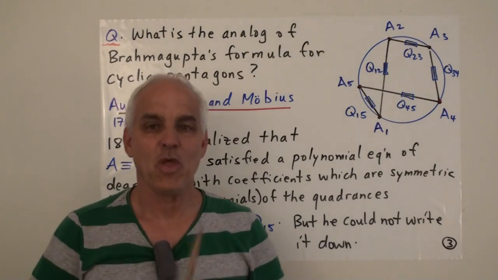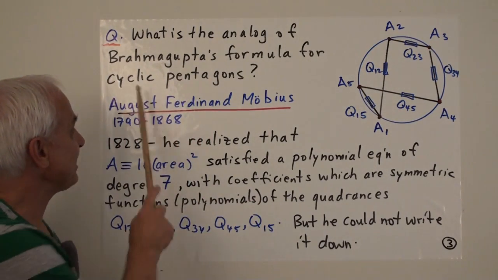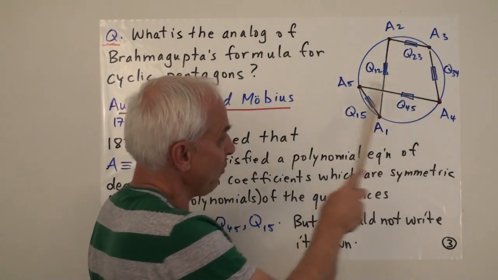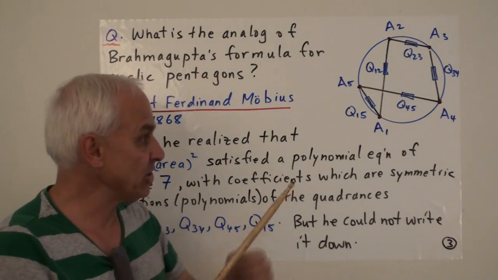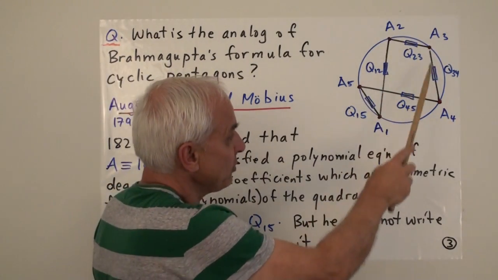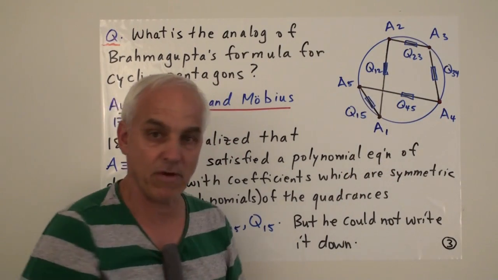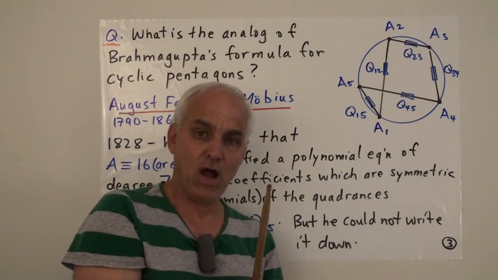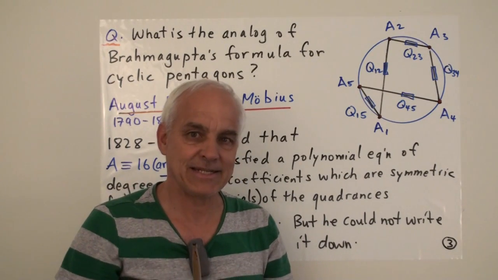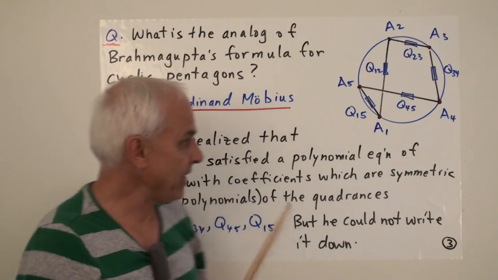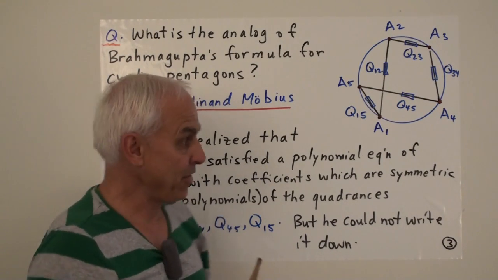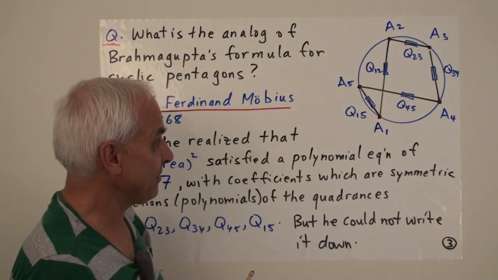So a very natural question is, what is the analog of Brahmagupta's formula for cyclic pentagons? So if we imagine having 5 points, A1, A2, A3, A4, A5, and the 5 bars or linkages that connect them, so imagine a rod of a certain length or a certain quadrance, Q12, and then another one Q23, Q34, Q45, and then back to Q15. Then that configuration of rods, of course, is very flexible, forms all kinds of pentagons in the plane. But if we insist that it sits inside a circle, then it's somehow constrained. And though there's still various possible ways of sitting inside a circle, there's only a finite number of ways of doing that, and that's called a cyclic pentagon.